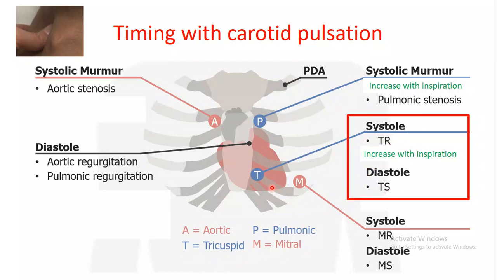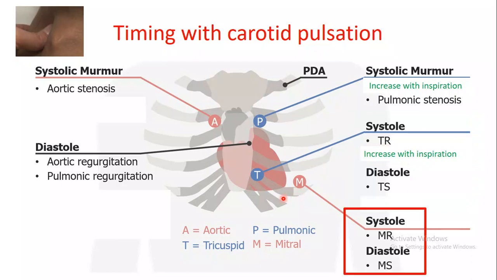How to differentiate between tricuspid regurgitation and mitral regurgitation? Simply, any right-sided murmur increases with increased flow across the right side. What normally increases the flow across the right side is taking deep inspiration, which is called Carvallo sign. If the murmur increases with inspiration, this is pathognomonic for tricuspid or right-sided disease, tricuspid regurgitation.